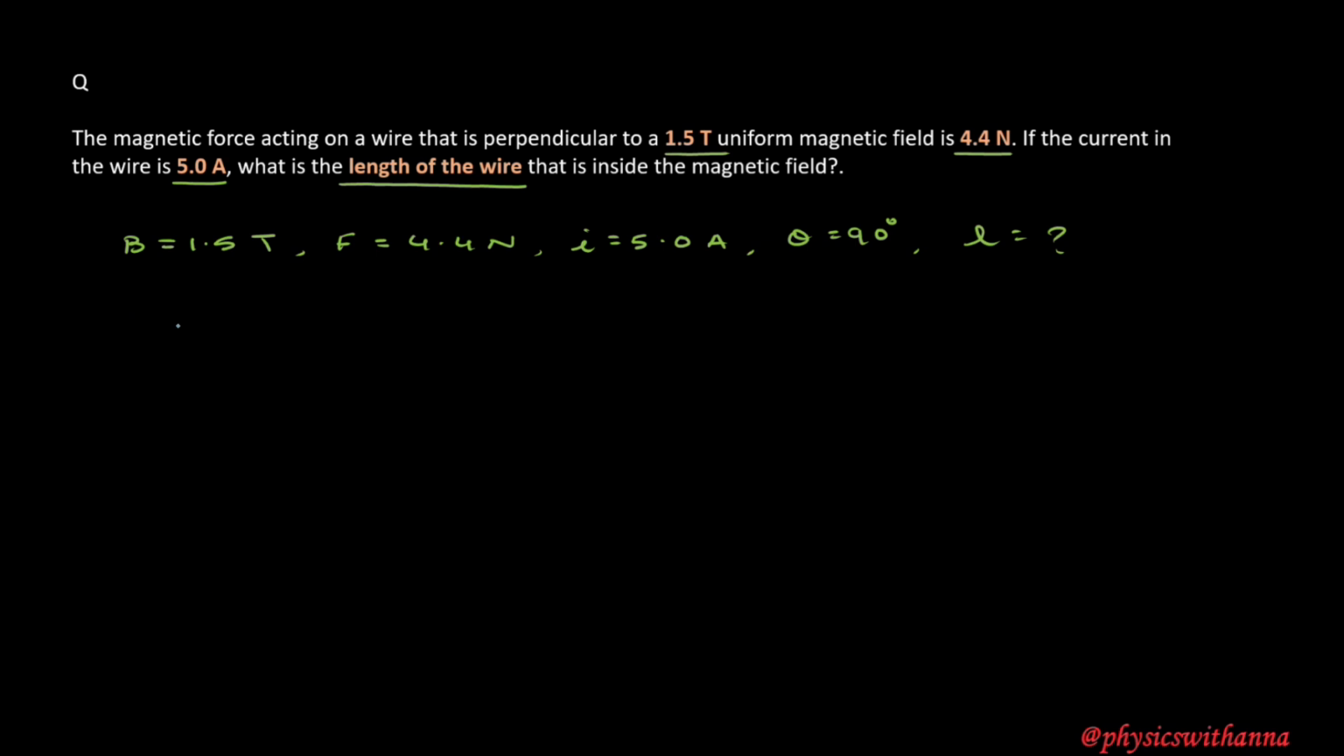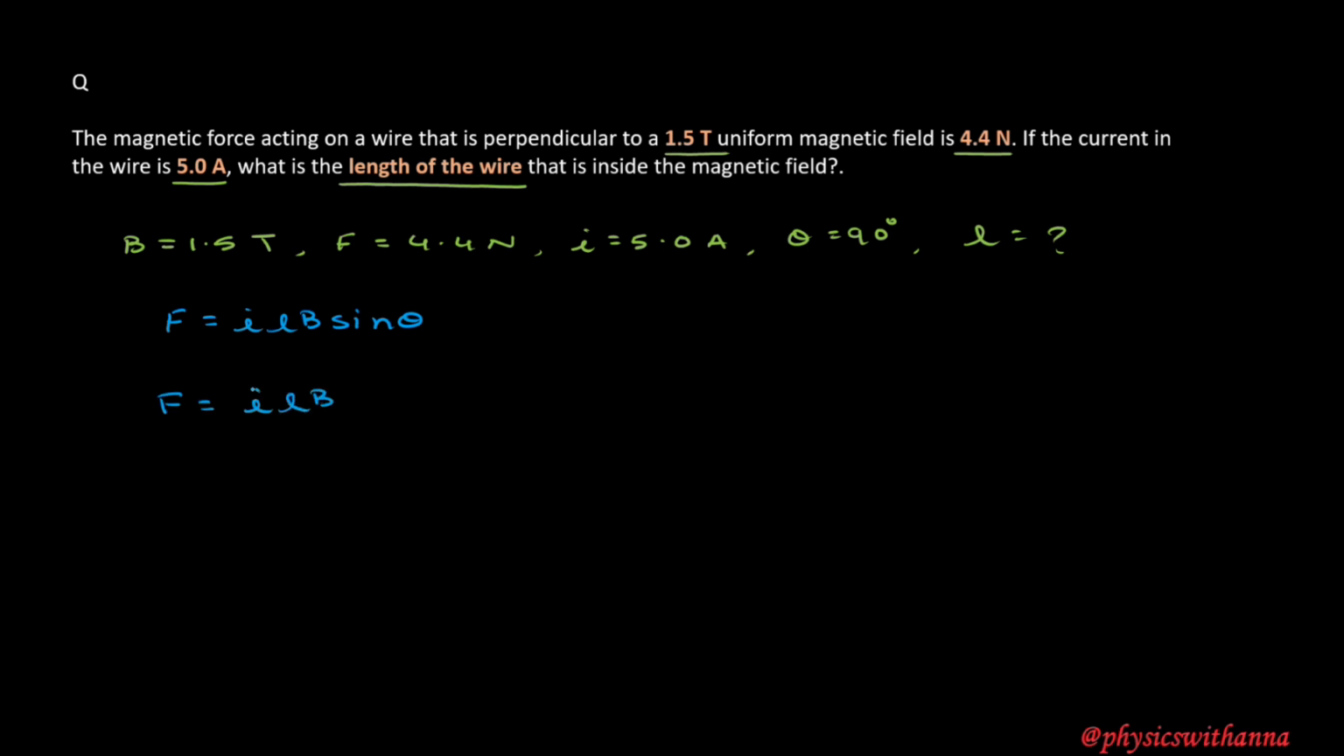So we apply the same rule. We know that magnetic force on a current carrying wire in a magnetic field is given as ILB sine theta. And since theta over here is 90, sine 90 will be 1. So I can rewrite this force as just ILB.